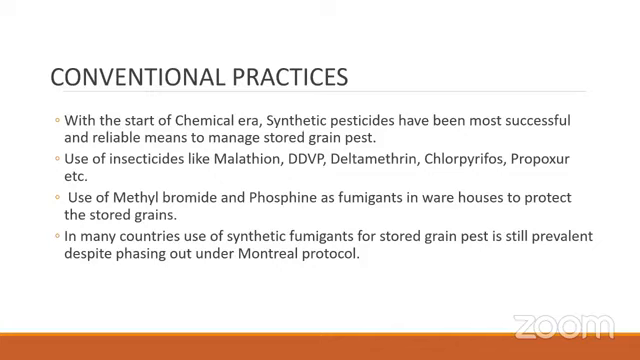Okay, so these synthetic pesticides have been successful, no doubt, but they had their cons: the impact on the environment, the residues, and the damage to non-target organisms, and all these things. Fine. Still in government warehouses, like the Central Warehousing Corporation and the Food Corporation of India, these people still use insecticides like malathion, DDVP, and deltamethrin.